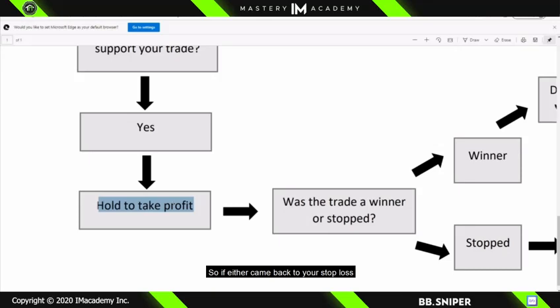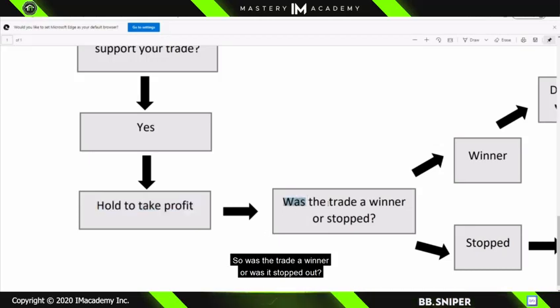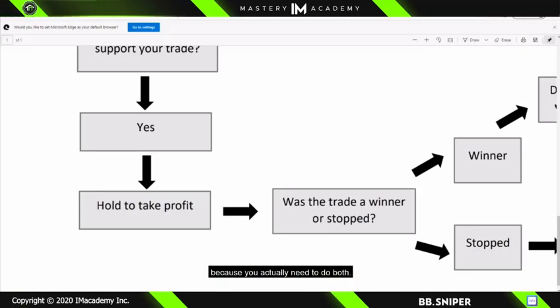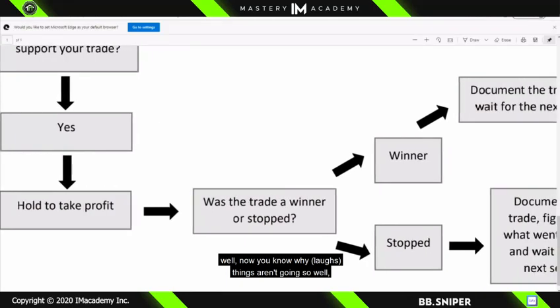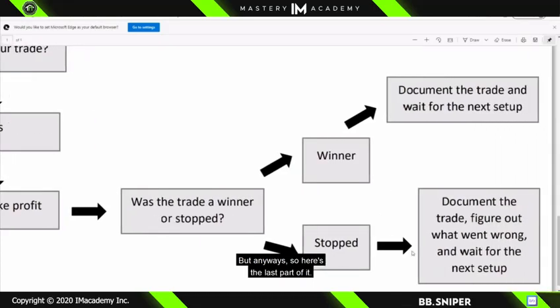So it either came back to your stop loss or went to your take profit. It went somewhere, right? What happened? Where did it go? So was the trade a winner or was it stopped out? And this is also where studying comes in, because you actually need to do both. You need to study the wins and you need to study the losses. And if you don't study your losses, well, now you know why things aren't going so well, but they could be going better potentially. But anyway, here's the last part of it.